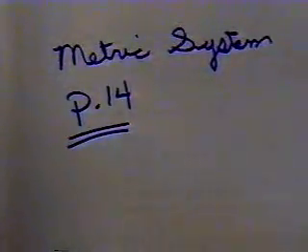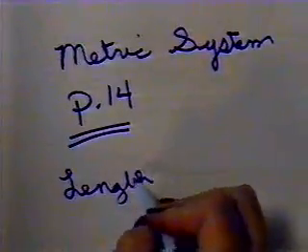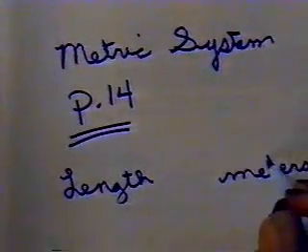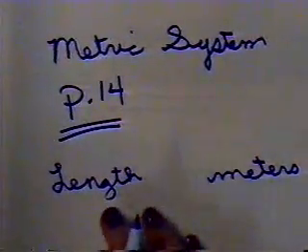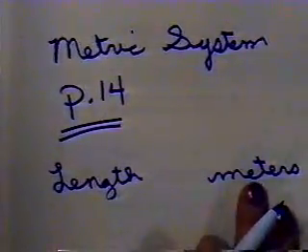On page 14, the first thing you see is just a little description here of the metric system. It says length is measured in meters. That's the basic unit that is used to measure length. So people's height in the metric system would be some form of meters.